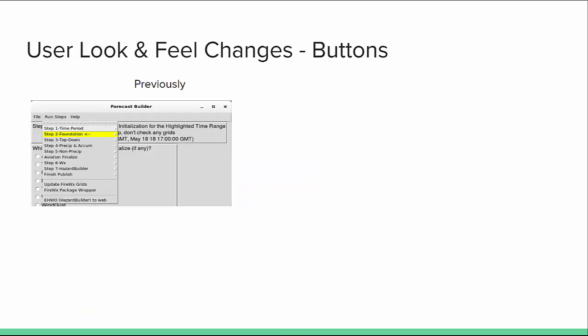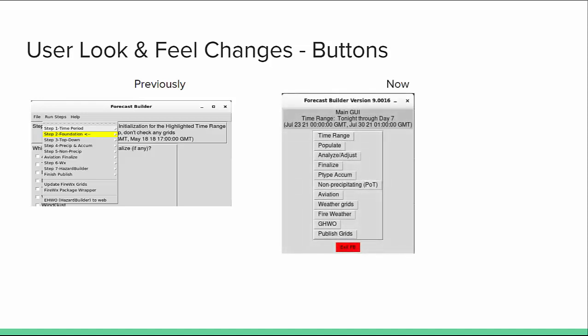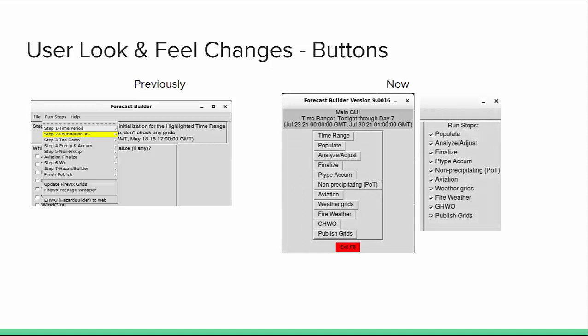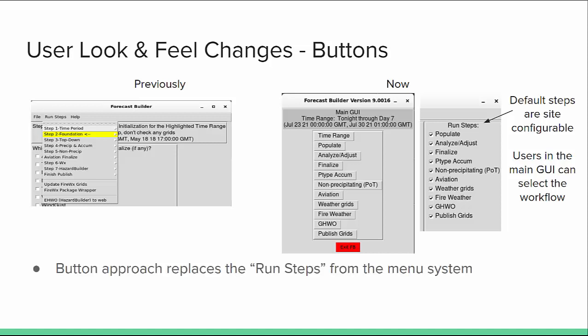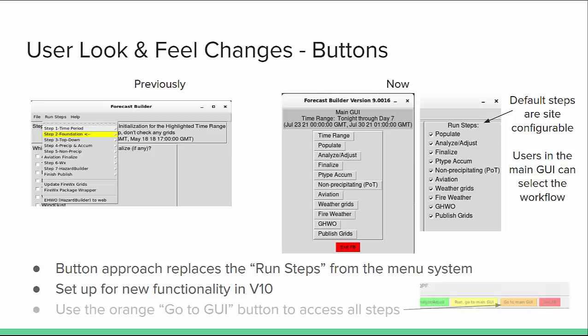So previously, with the ForecastBuilder GUI, when you opened it, you had this menu system in place for various run steps that you could go through there. So that has been replaced with this button approach you've seen here. And when you go into the main ForecastBuilder GUI, you can actually configure what steps are going to run in terms of what buttons show up. In fact, for the entire site, your office, these can be configured in terms of what would show up at all. Again, this replaces the run steps. Why this change is being made is kind of setting us up for version 10, which I will talk about towards the end of the presentation.